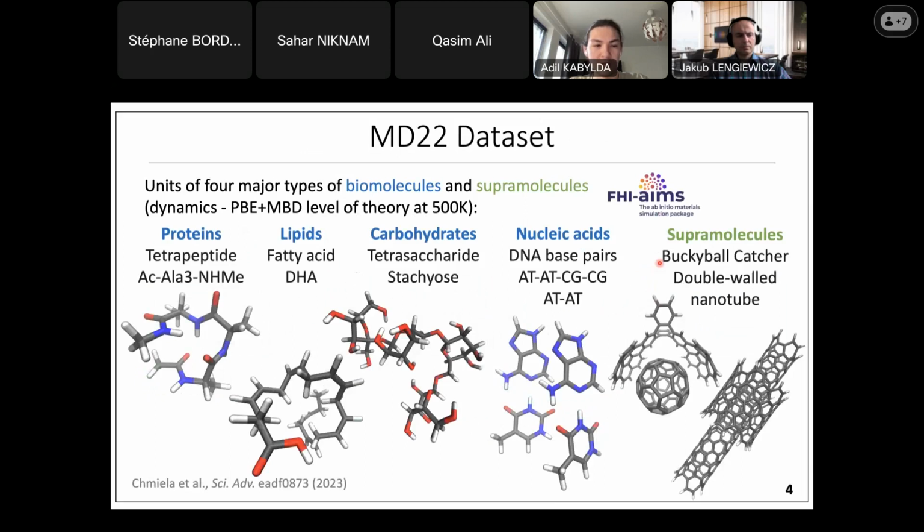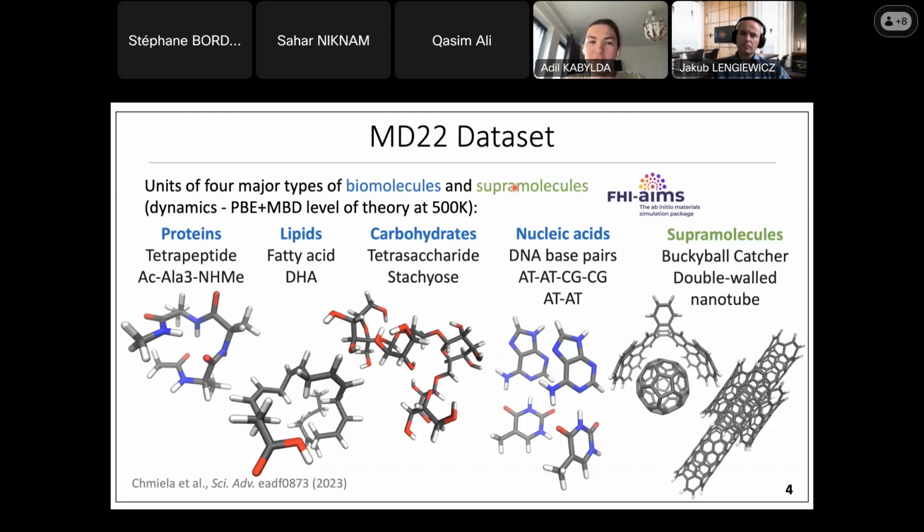Let's start with the first point. In 2022, we developed a new MD22 dataset, a continuation of the MD17 dataset of smaller molecules that were used to benchmark all of these machine learning force field methods. MD22 is the next version that extends the previous one in terms of system size and flexibility. Here we have units of all four major types of biomolecules and a few supramolecules.